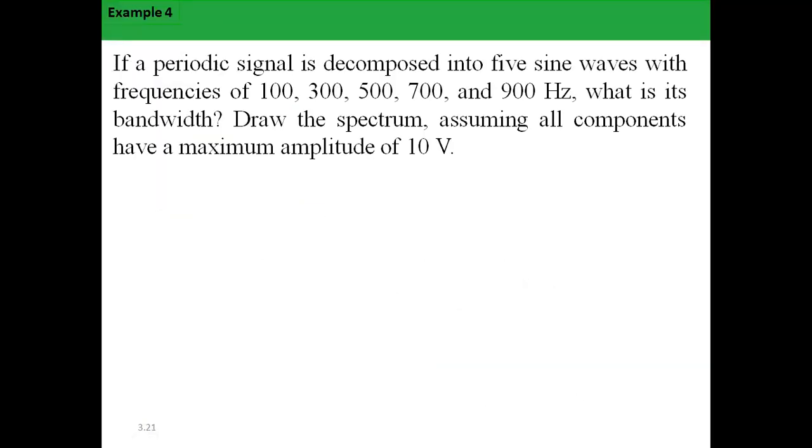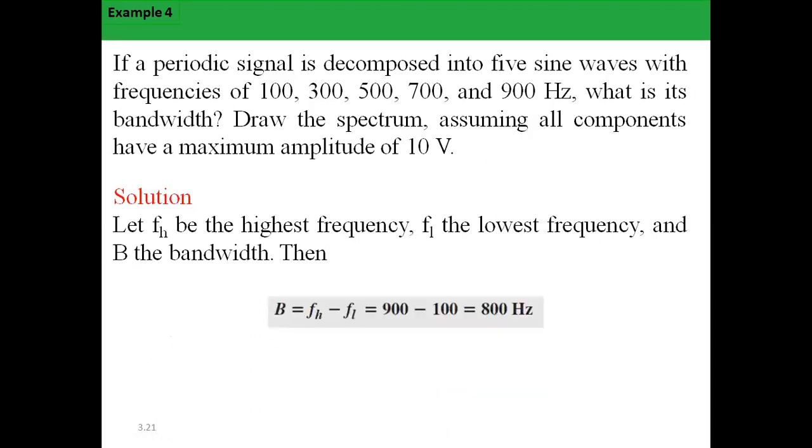Now, needless to say, because bandwidth is the difference between the lowest and highest frequency, with FH being the highest frequency and FL being the lowest frequency, we can say the bandwidth is equal to FH minus FL. The unit for bandwidth will also be the hertz only. Here is an example: a periodic signal is decomposed into 5 sine waves with frequencies of 100, 300, 500, 700, 900. What is the bandwidth? It's very simple. 900 minus 100 comes out to be 800.